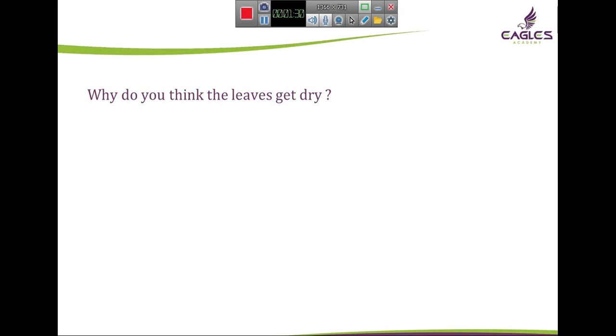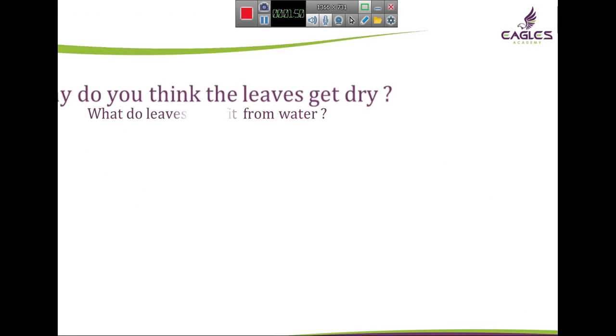I want to ask you a question. Why do you think the leaves get dry? Some plants, at some times of the year, shed their leaves and they get dry. Why do they get dry? What do you think? Another question: what do leaves benefit from water? Why do plants absorb water?